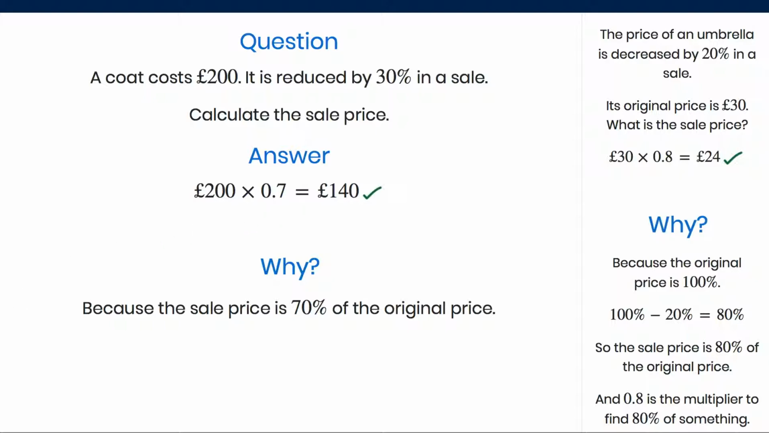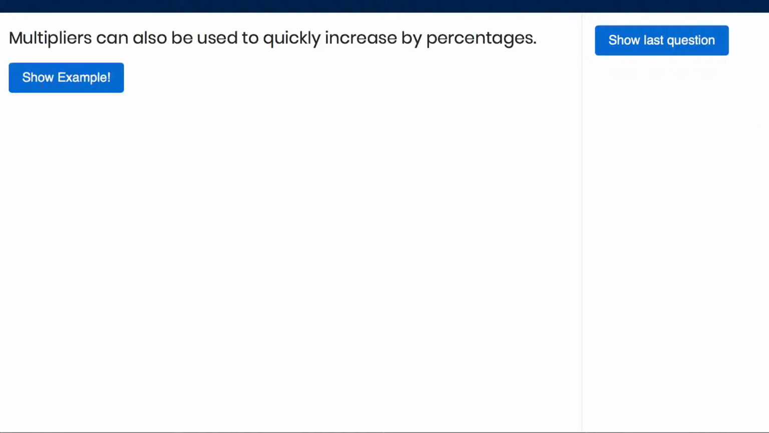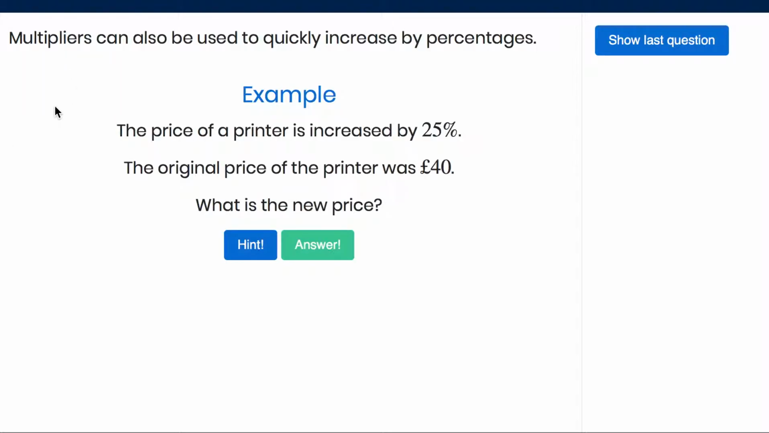Okay, let's move on. We can also use multipliers to efficiently calculate percentage increases. Okay, so here is an example. The price of a printer is increased by 25%. The original price of the printer was £40. What is the new price? Pause the video if you would like to have a go. As a hint, if you increase 100% by 25%, you get 125%.